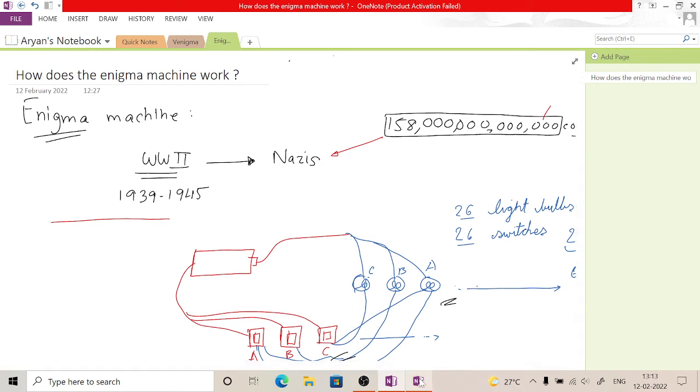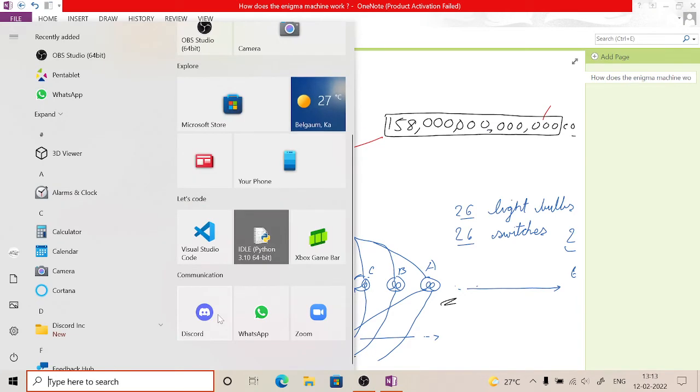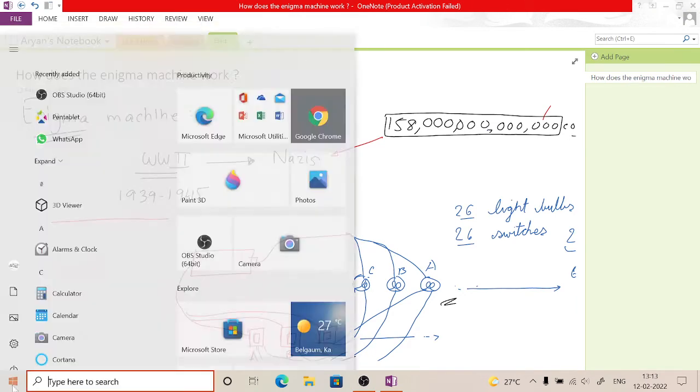Okay, done. And first of all, I'm going to exit this and let's open Visual Studio Code. Okay, I again did some mistake.